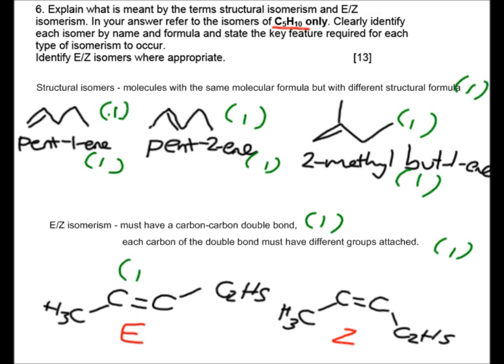We then get a mark each for drawing the E and Z isomers, and we get a mark for labelling them as E and Z. So all in all, that's 13 marks. And that concludes the F322 formal assessment on basic concepts and alkanes.